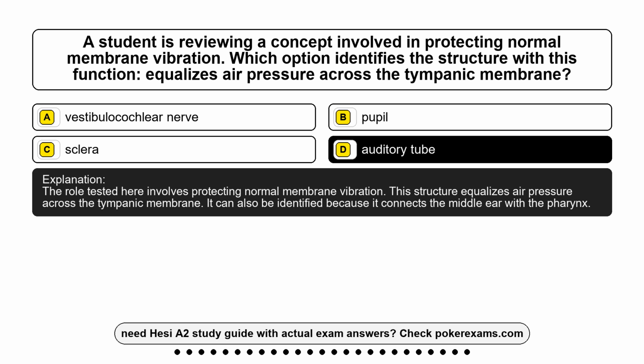The role tested here involves protecting normal membrane vibration. This structure equalizes air pressure across the tympanic membrane. It can also be identified because it connects the middle ear with the pharynx.